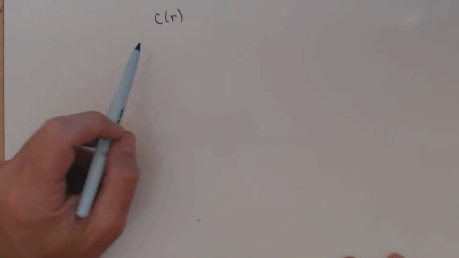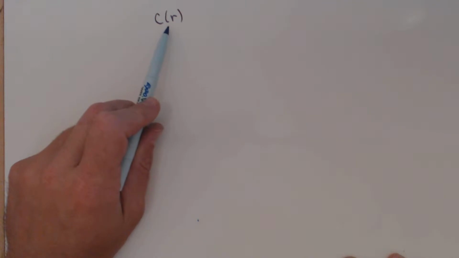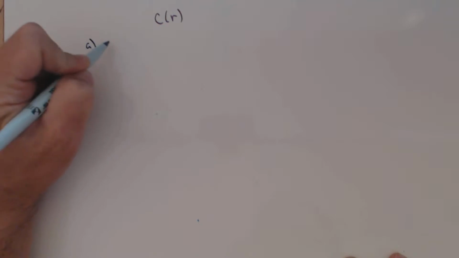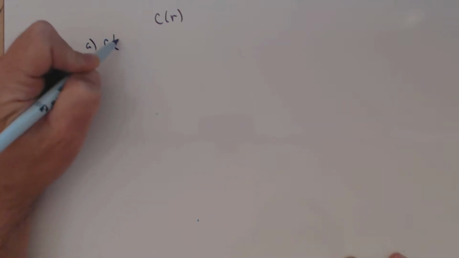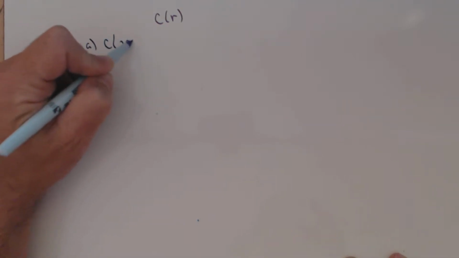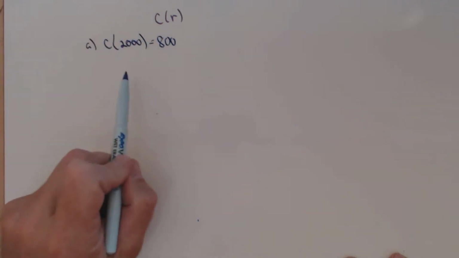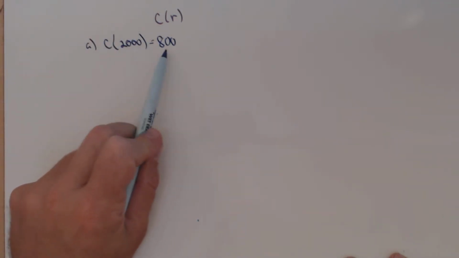So we're given a situation in activity 1.13 where we have a function C(r), and what it does is it takes in the total amount of rope in feet and gives the cost in dollars of producing it. So A just asks us to interpret C(2,000) = 800. Well, this says for 2,000 feet of rope, it's going to cost us $800.